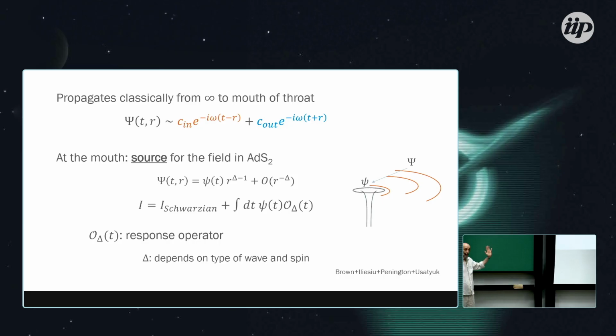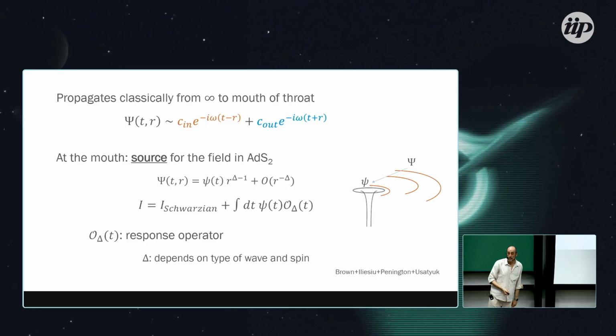So what do we do? We send a wave into the black hole. We send waves, and there are going to be outgoing and ingoing components. The wave propagates classically or semi-classically in the asymptotically flat part of the geometry, but when it gets close to the mouth of the throat, it begins to act as a source, sourcing the fields in the AdS2 region.